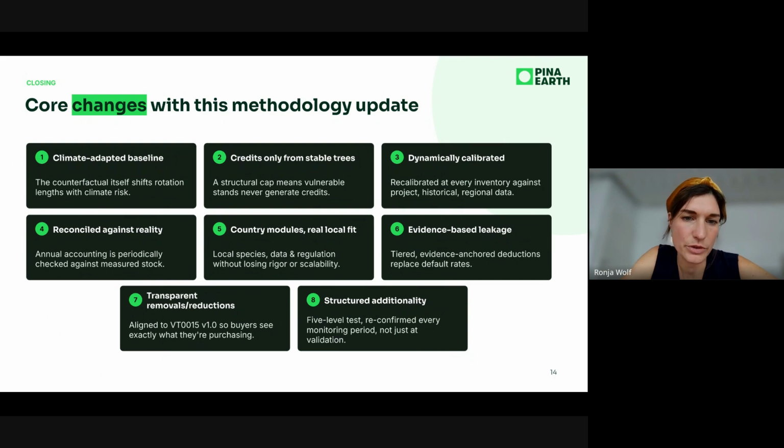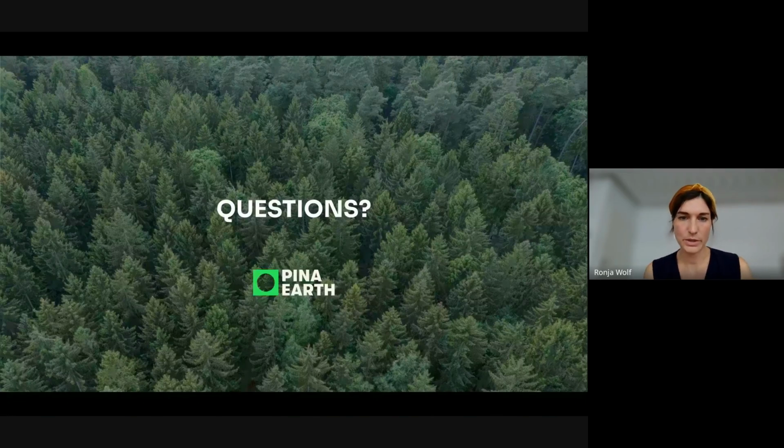Then we have the removal and reduction split that was reworked, and the 5-level test for additionality, which is reconfirmed at every monitoring period and does not stay static from project start. This is all from our side. I think we're quite on time, and we are handing back over to Gumi. Thanks a lot for your attention.